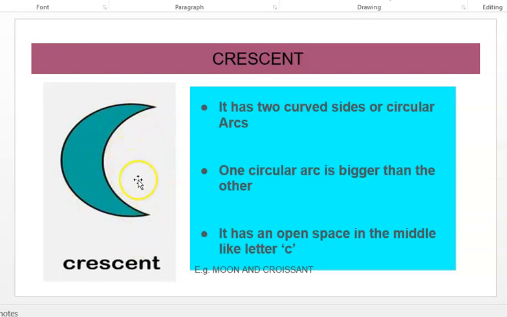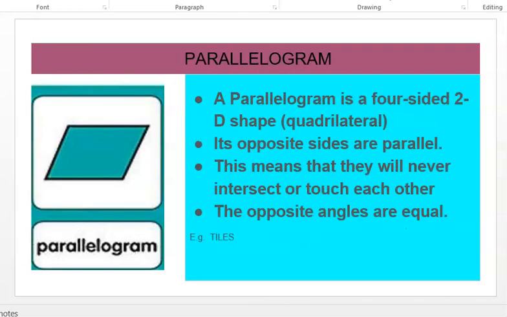It has an open space right here in the middle, and it makes it look like the letter C. Crescent looks like the letter C. And some examples of crescent around us is a moon, when it's not fully formed, and then the croissant also has this shape. So the next shape is parallelogram.